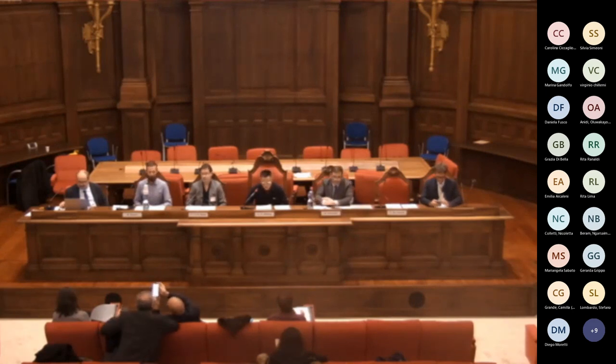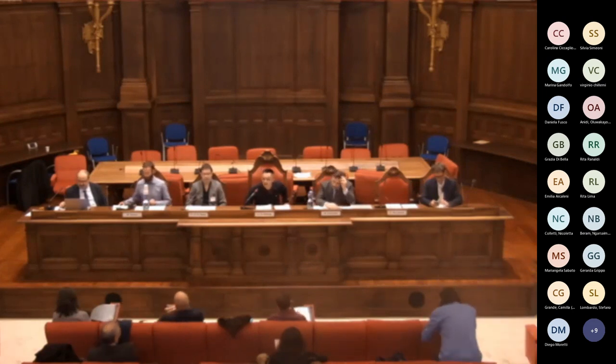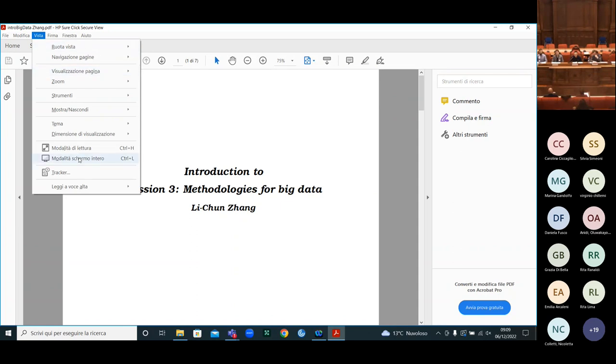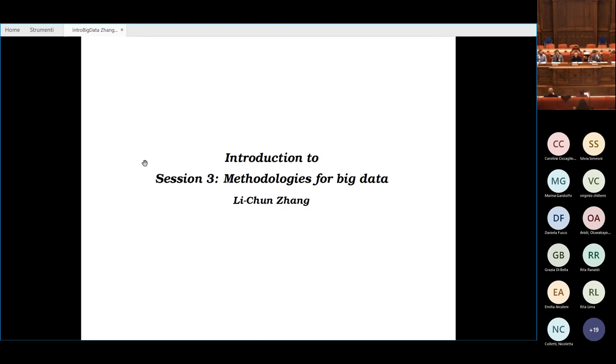We will start with session three, methodologies for big data. It will be the same format as yesterday. Do the introduction first, and then the two speakers from Istat colleagues, and then we'll be followed up with a discussion from Pete Das from the Netherlands office, and then there will be a point of view from the production, from Istat, and then we will go open to the floor discussion.